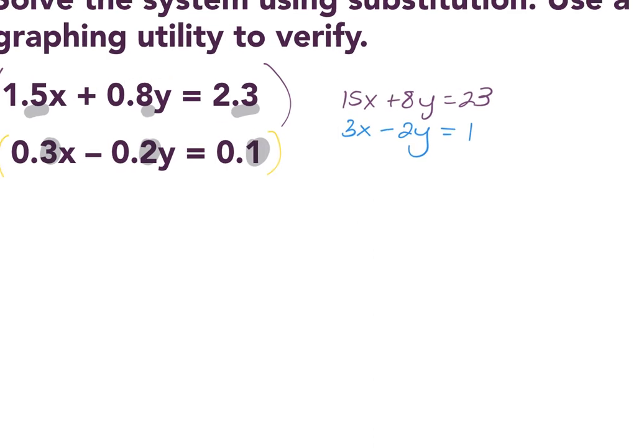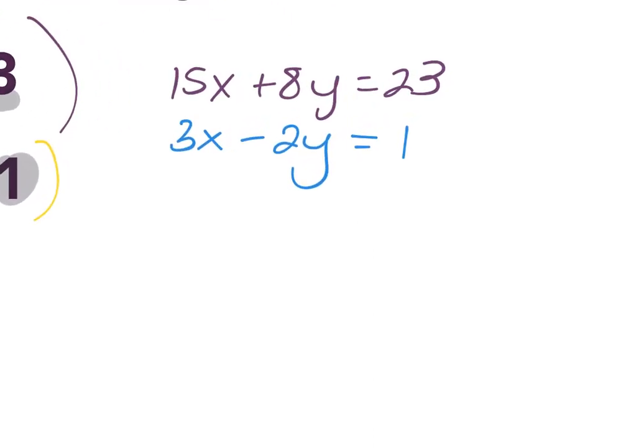Okay, so now I'm looking at these two, right? 15x plus 8y equals 23, and 3x minus 2y equals 1. Already I know there's no variable that's completely by itself, so it's not like there's an easy one to pick. So just pick one variable and solve for it. Pick. The x in the second one.